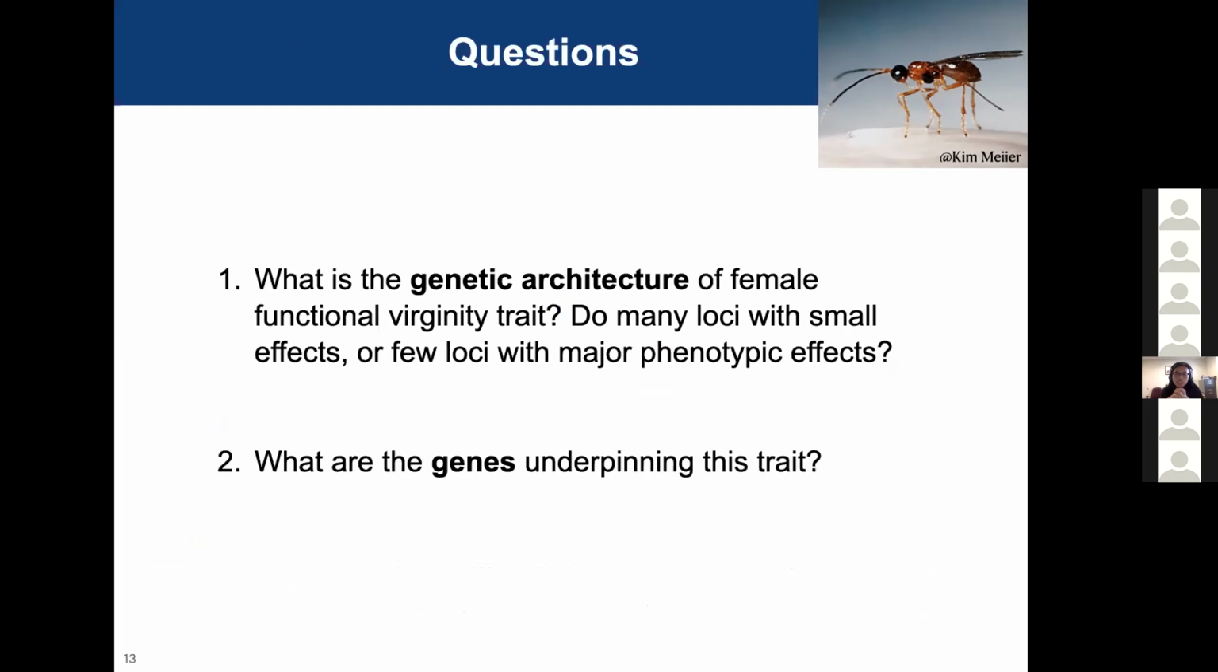For this project, the question I'm particularly interested in addressing is, first, to understand the genetic architecture of this female functional virginity trait, and furthermore, if we can identify these regions, what kind of genes underlie this trait.